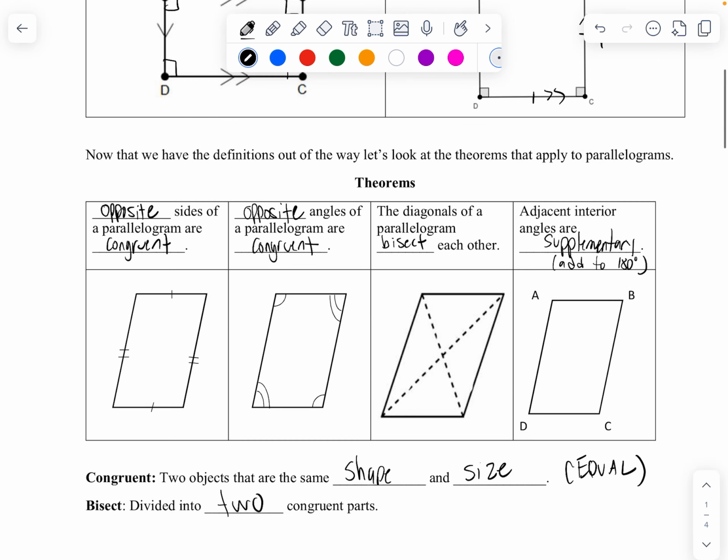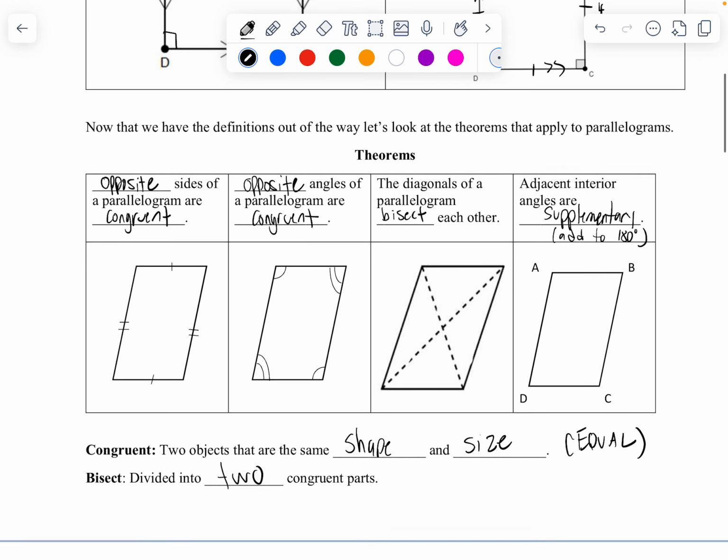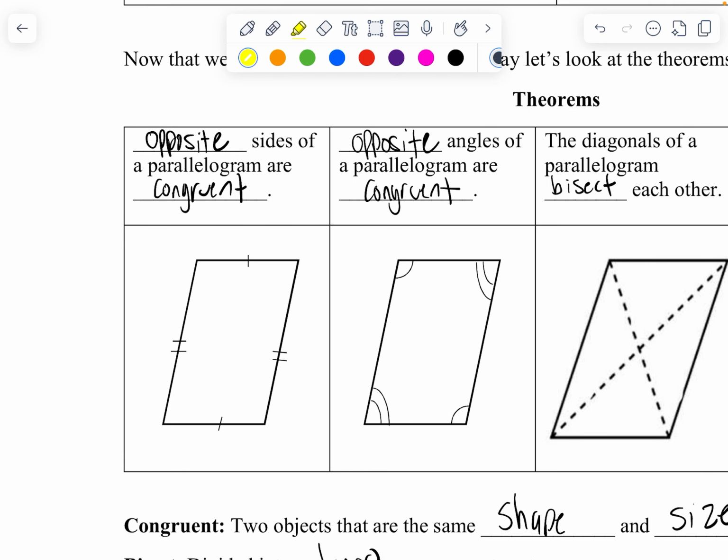There is your vocab. Now the theorems we're going to be using today are four of them. The first one is that opposite sides of your parallelogram are congruent, meaning the opposite sides that are parallel to each other are also equal in length.